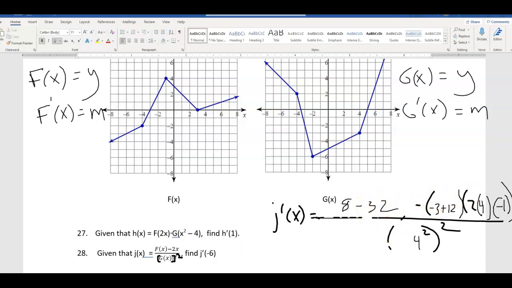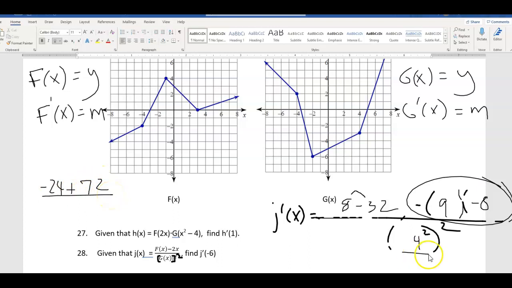All right. Negative 3 and 12 makes 9. 2 times 4 times negative 1, that's going to be negative 8. So I just erase all that and replace it with a negative 8. So I've got 8 minus 32, and that's going to be negative 24. And then I've got 9 and negative 8 being put together to make 72. And then the bottom here, I've got 4 squared squared, which is 256.